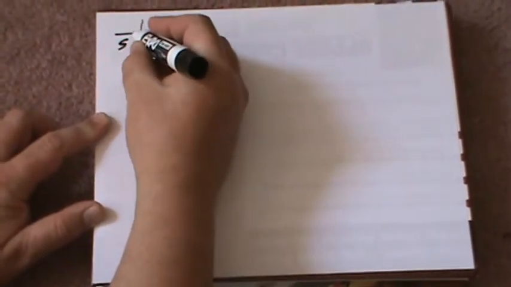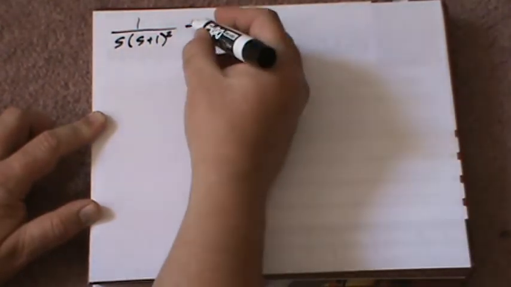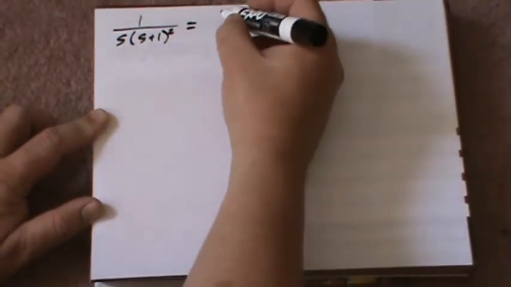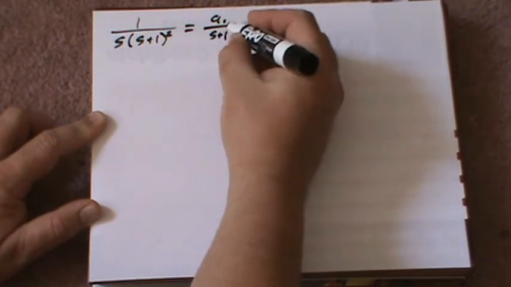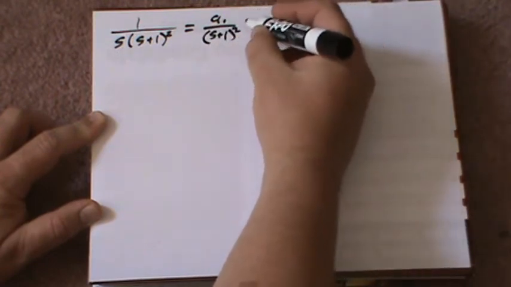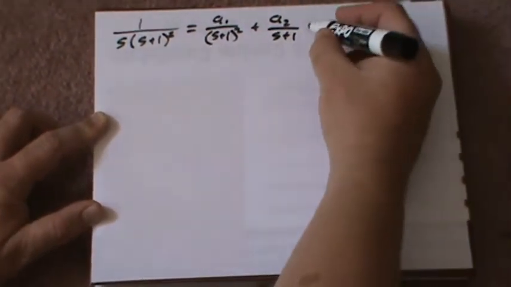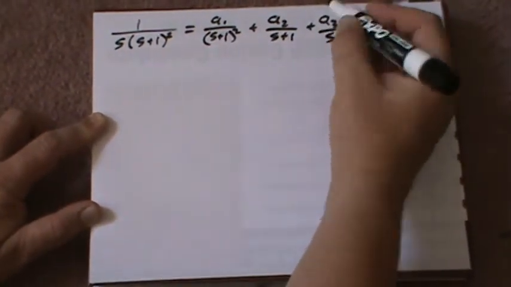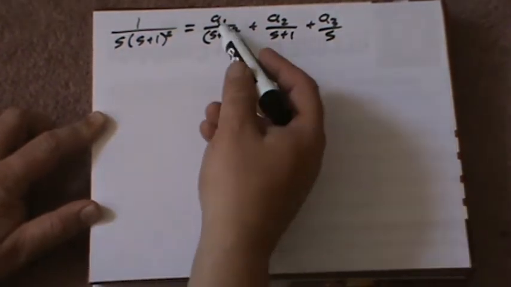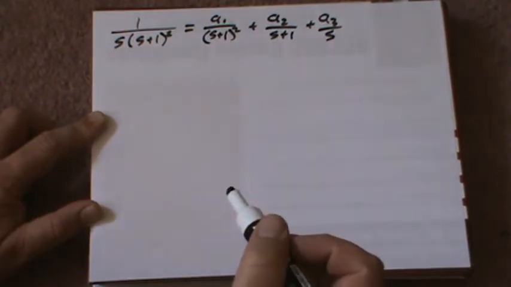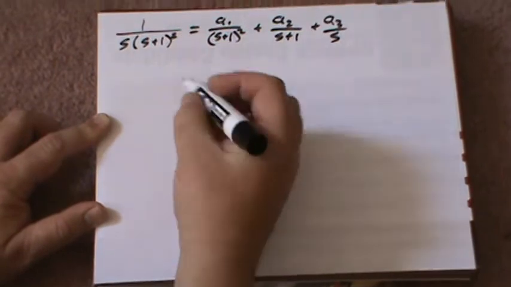We'll take 1 over s times (s plus 1) quantity squared. And what we want to do, if we're doing it book fashion, the book expands it into 3 terms: a1 over (s plus 1) quantity squared, and then an a2 over s plus 1, and then an a3 over s. And then what they do is we'll solve first for a1 and a3 because those are the easy ones to get. To get a1, we're going to multiply both sides by (s plus 1) squared.